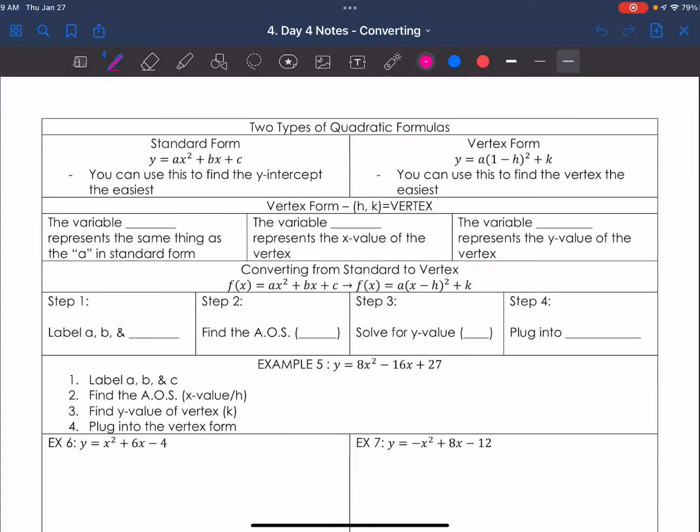Hey, and welcome to Converting Quadratic Functions. Today in this video, we're going to be talking about converting from standard form to vertex form.